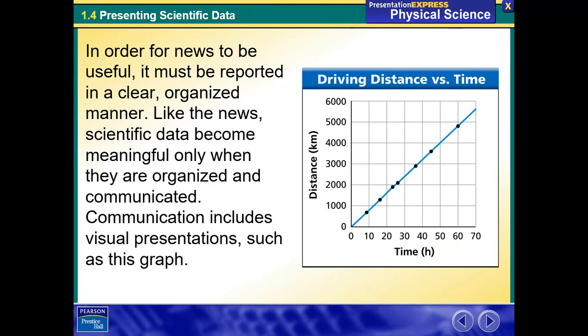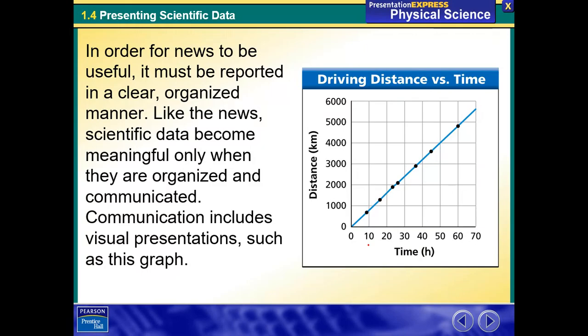So in order for news to be actually useful, it has to be reported in a clear, organized manner. So all that data we collect has to be meaningful and organized and communicated. And it can be usually communicated through visual representations such as graphs or tables. So over here we have a graph, and it's a visual representation to allow us to see how driving distance affects our time.